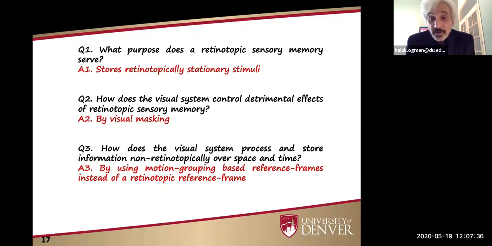To avoid those detrimental effects, we propose that visual masking disables the operation of retinotopic sensory memory whenever there is relative motion between the scene and the retinotopic representation. And we propose that that is done by visual masking mechanisms. Finally, how does the visual system process and store information non-retinotopically over space and time? We suggest that it is using motion grouping based reference frames instead of retinotopic reference frames.